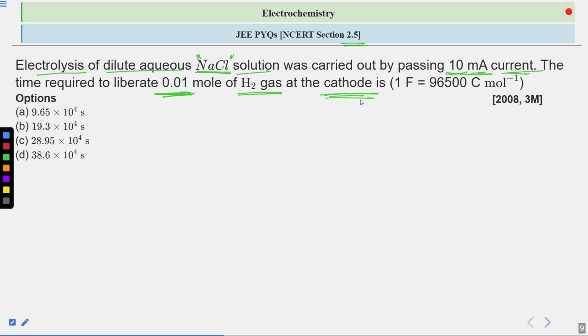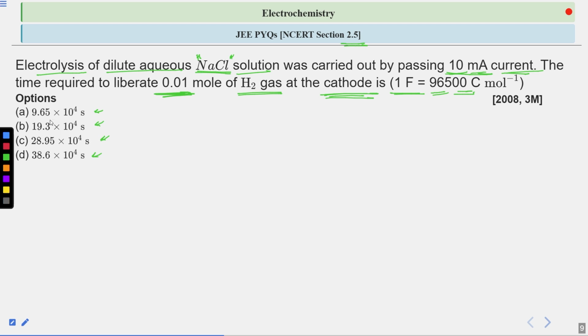in this electrolysis process at the cathode electrode. Okay, so we have also given the 1 Faraday value. You can take it as 96500 coulomb per mole. Okay, so the given 4 options are, so you have to tell the time. As you can see, the options' units are seconds, right? That's why you have to calculate the time here.